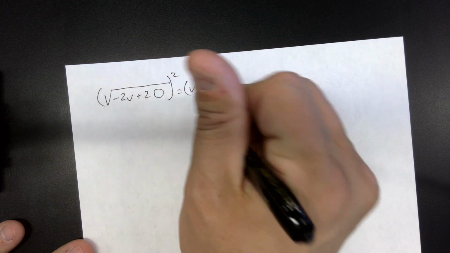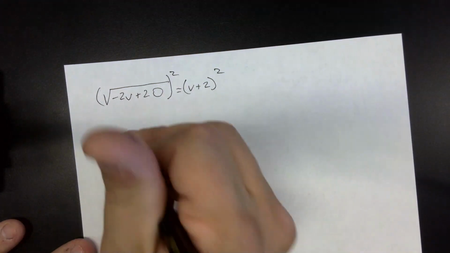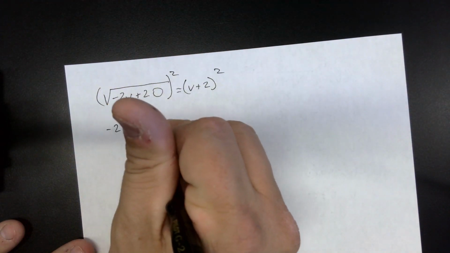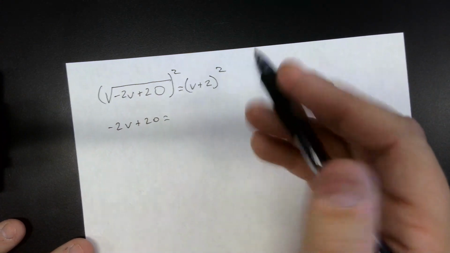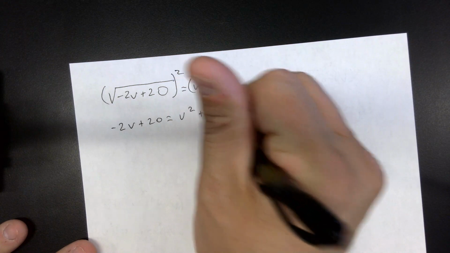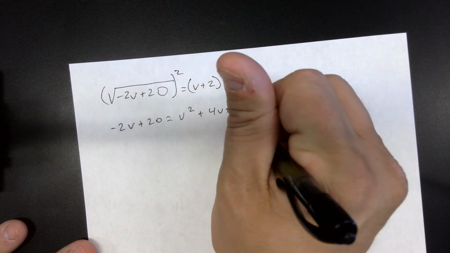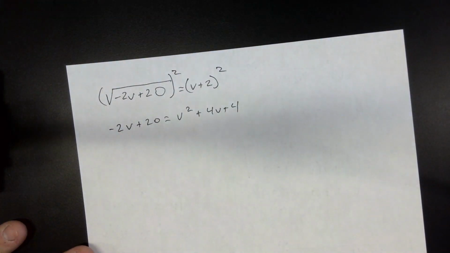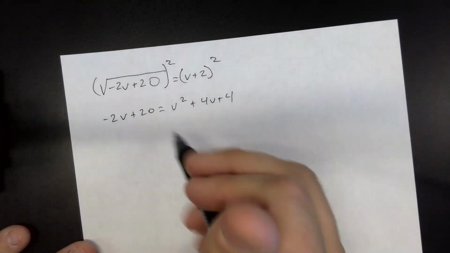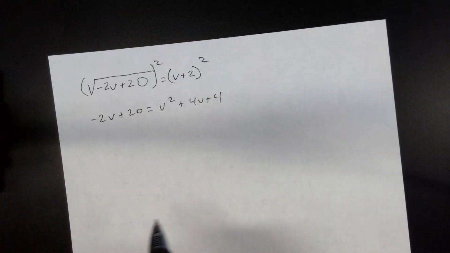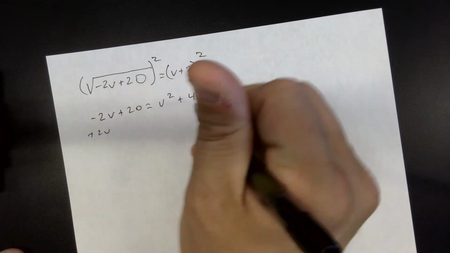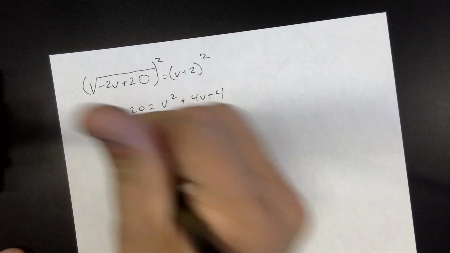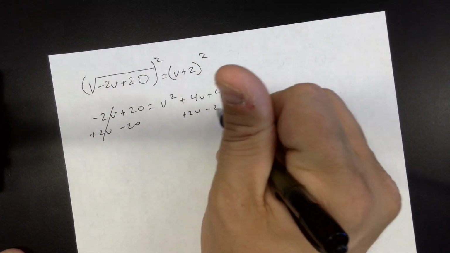The first thing I'm going to do is, the radical is alone, so I'm going to square both sides, which is going to give us negative 2v plus 20 equals. Because it's v plus 2 squared, I have to FOIL it, which is going to give us v squared plus 4v plus 4. Then you have to get it set equal to 0. Anytime you have a squared, you got to get it set equal to 0. So we're going to add 2v to both sides and subtract 20 from both sides.